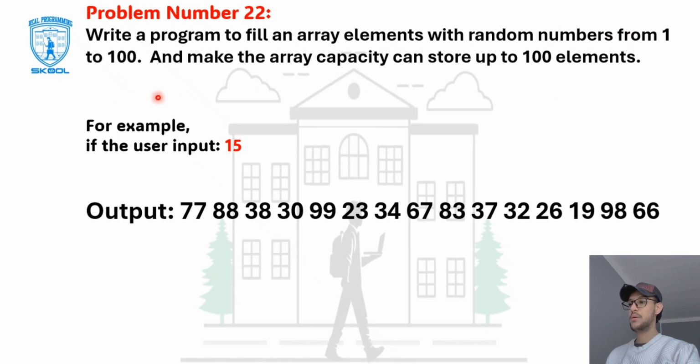So our capacity of the array will be array of 100. And make the array capacity can store up to 100 elements, as I just said right now. For example, if the user inputs 15, the output should be like this: 77, 88, 38, 30, 99, 23, 34 till 66. So now let's go to Visual Studio to see how we're going to convert this requirement of this problem number 22 into code.